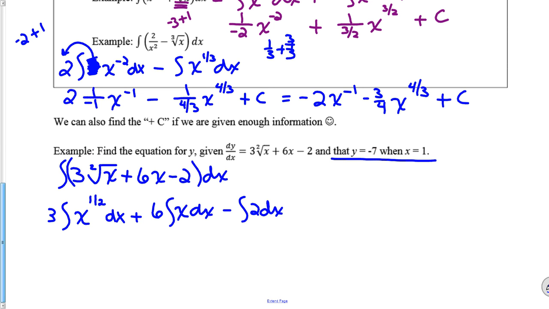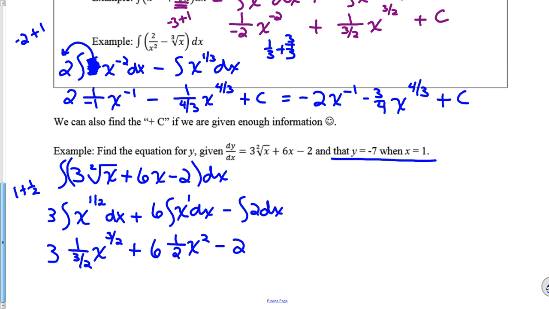So from here, I'm going to do it piece by piece. So my 3 stays along. I'm going to have 1 over 1 plus 1/2. We just did that, and that's 3/2. x will also be raised to the 3/2 plus 6. This n is actually 1, so I have 1 over 1 plus 1, which is 2, x to the 2, minus 2, and there's nothing really there. That means I had to have started with an x. So if I'm doing the antiderivative of a constant, that meant I started with the constant times x, and then I have my plus c.